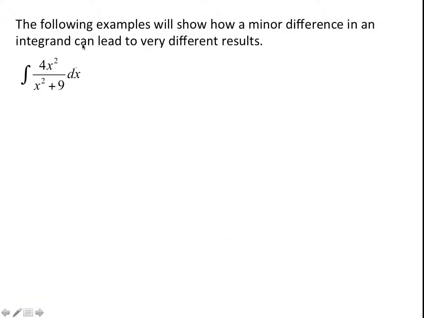The next one, and again, just a minor difference here. We started out with a 4, then we did one with a 4x, now we have a 4x squared. So a different look. This does not fit a pattern that's in the front of the book, so it's not going to fit one of your 20 integration patterns. It's not going to be a u sub because we don't have a function and its derivative.